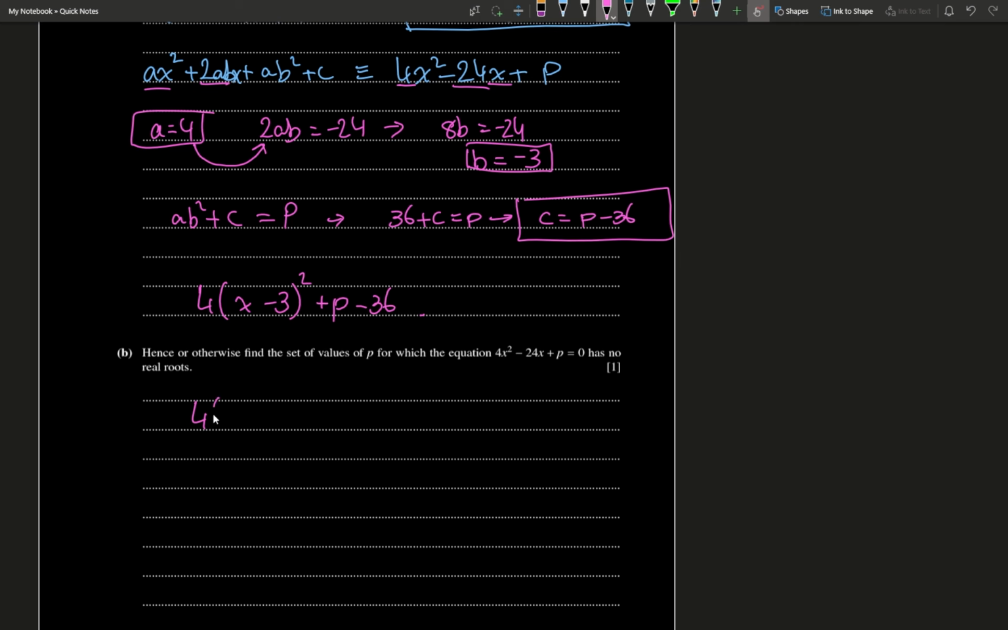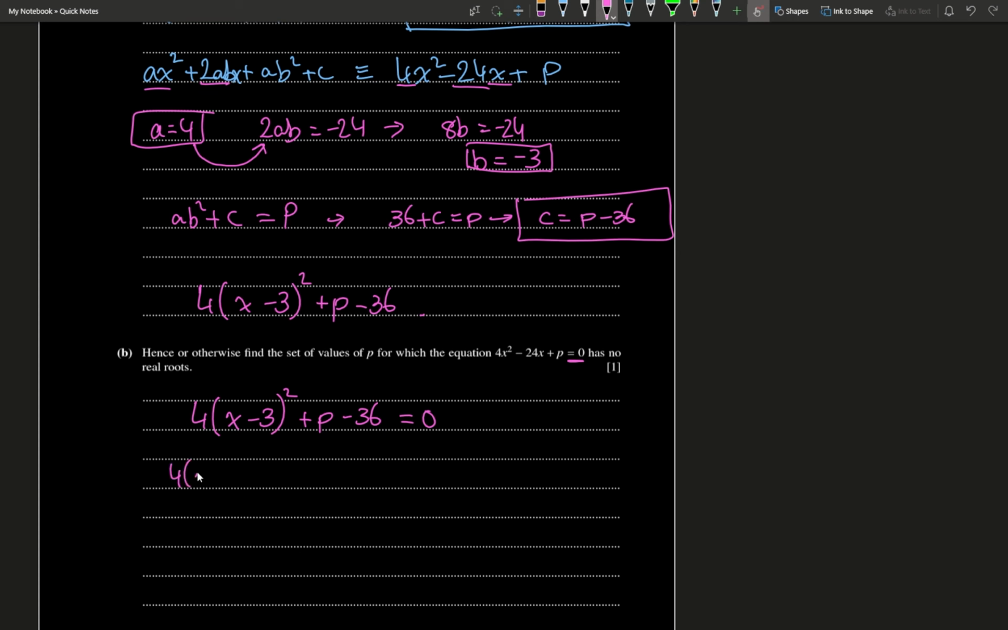عندنا هنا our completed square form is 4 times x minus 3 squared plus p minus 36. وهو in part B هنا خليها لك equal to 0 وبيقول لك that this equation has no real roots, meaning it does not intersect with the x-axis. حلو. It may have no real roots but it will have imaginary roots or complex roots. المهم تعال كده نشوف and try to solve for x.